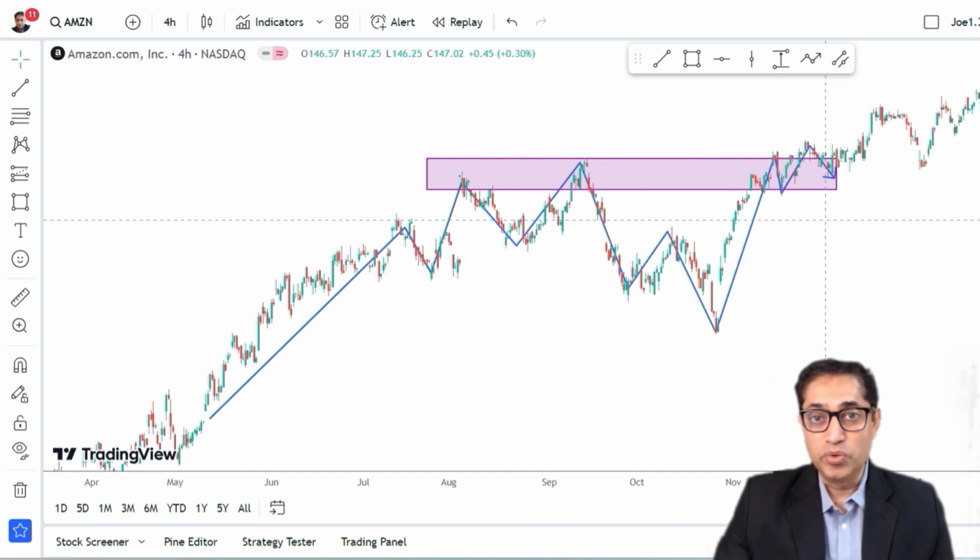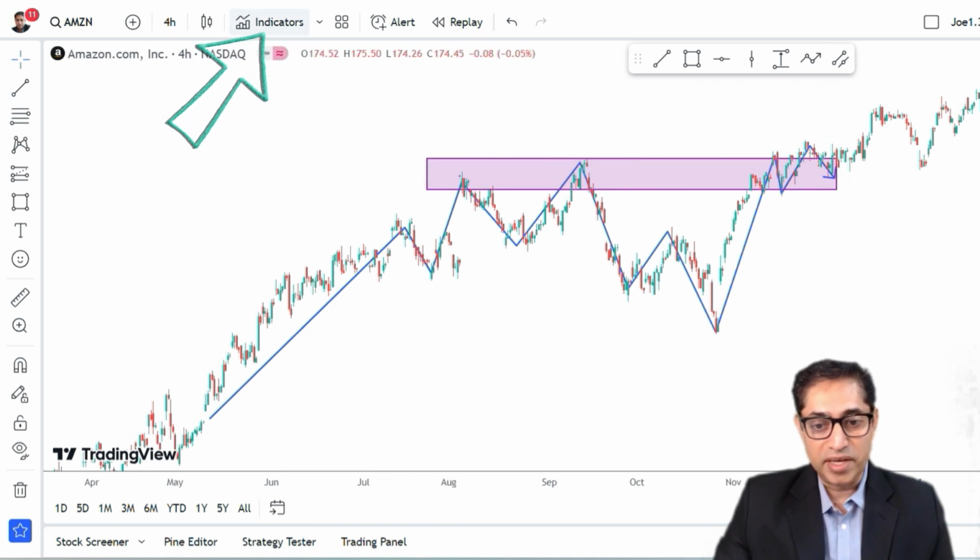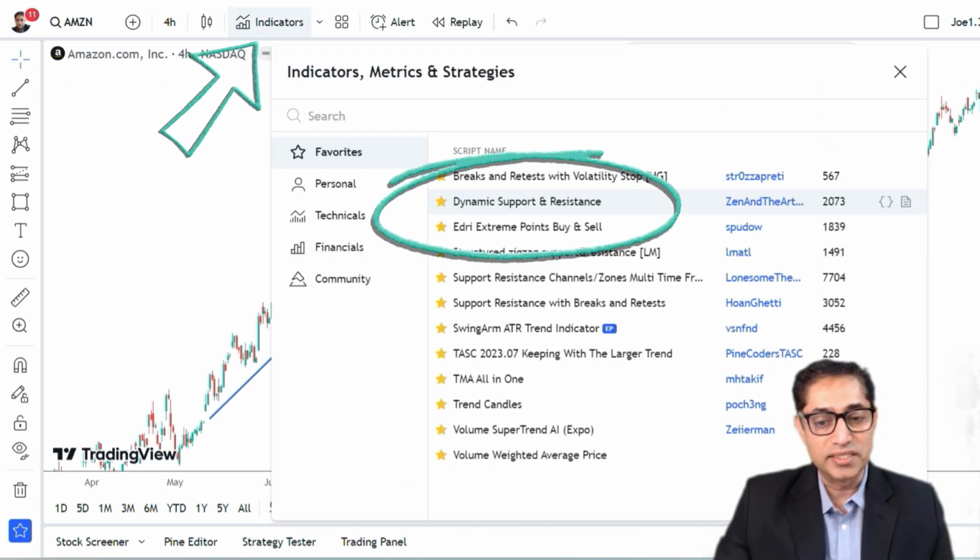So let us put that indicator into the chart. I go to indicators, I have it in my favorites, dynamic support and resistance.